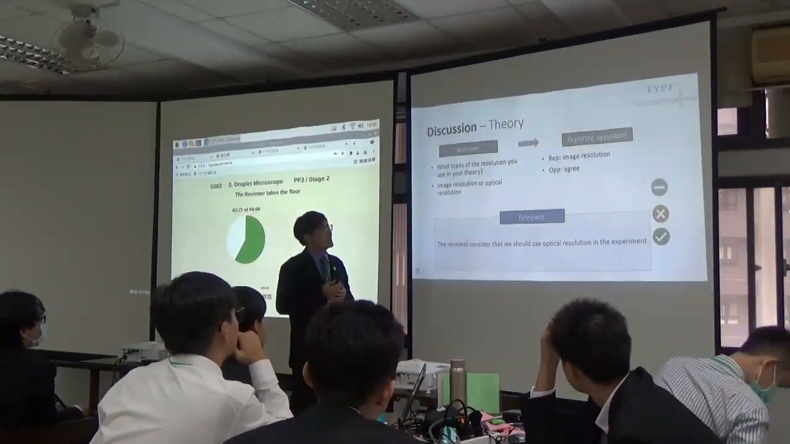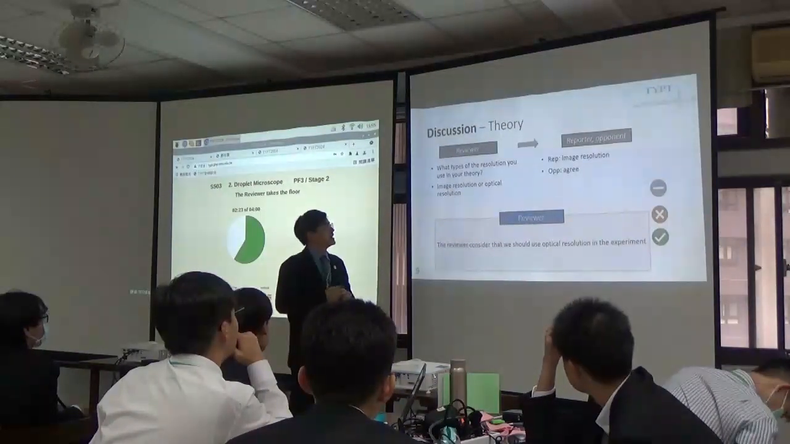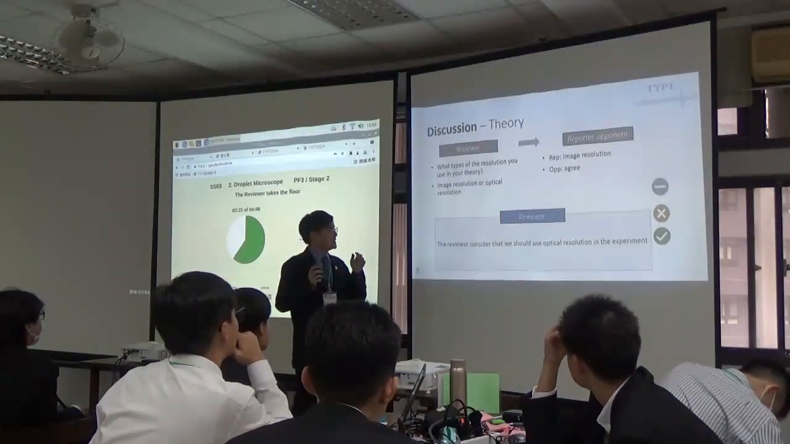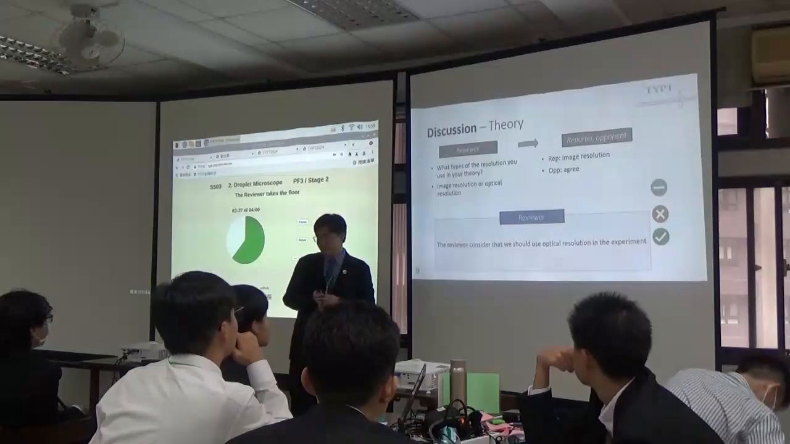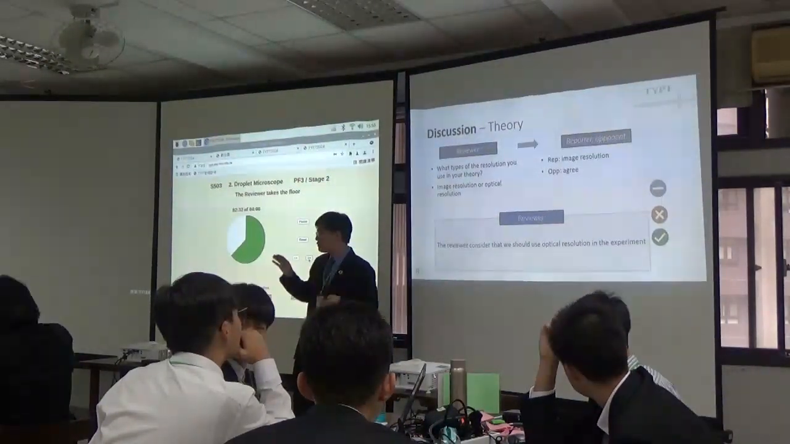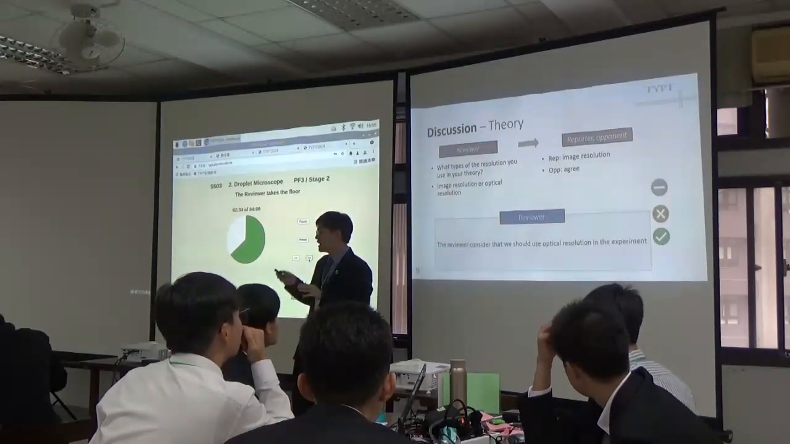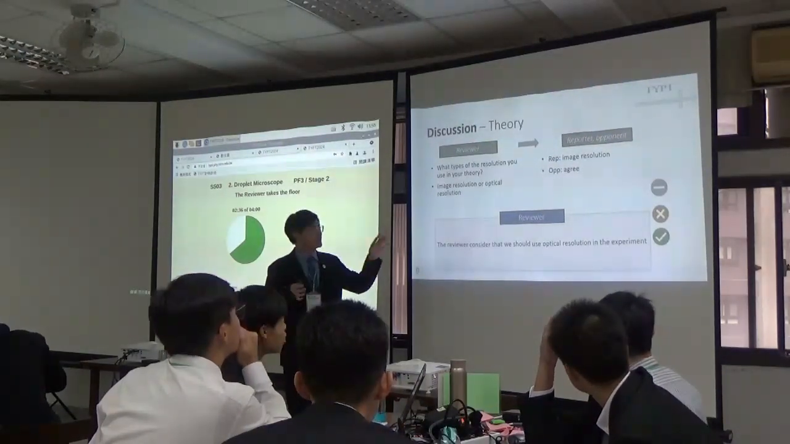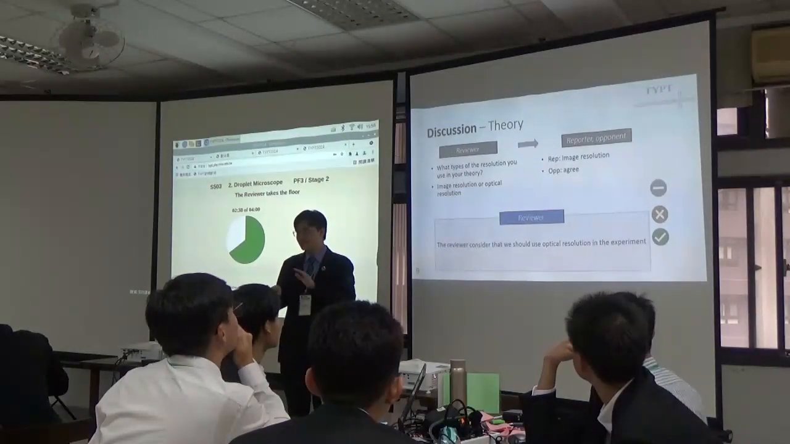And the reviewer asked what type of resolution you use in your theory, and the reporter said image resolution, and the opponent agrees. But the reporter only writes the formula of the optical resolution to explain the image resolution, which is not really adequate.